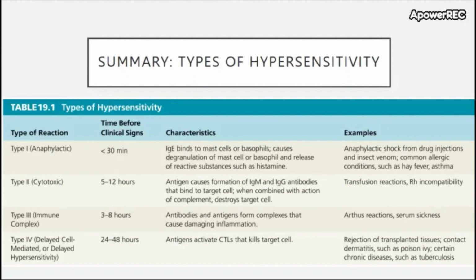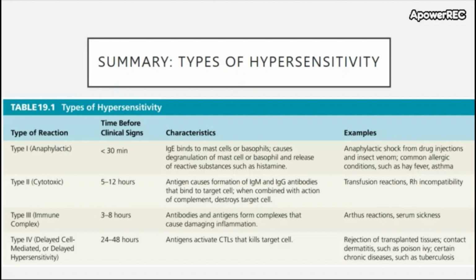You don't have to worry about knowing the difference in exposure time for type 2 and type 3. They're really close to each other. They're about middle of the road. You should be able to distinguish if it's less than 30 minutes, that's definitely type 1, and it can't be any of the other types.